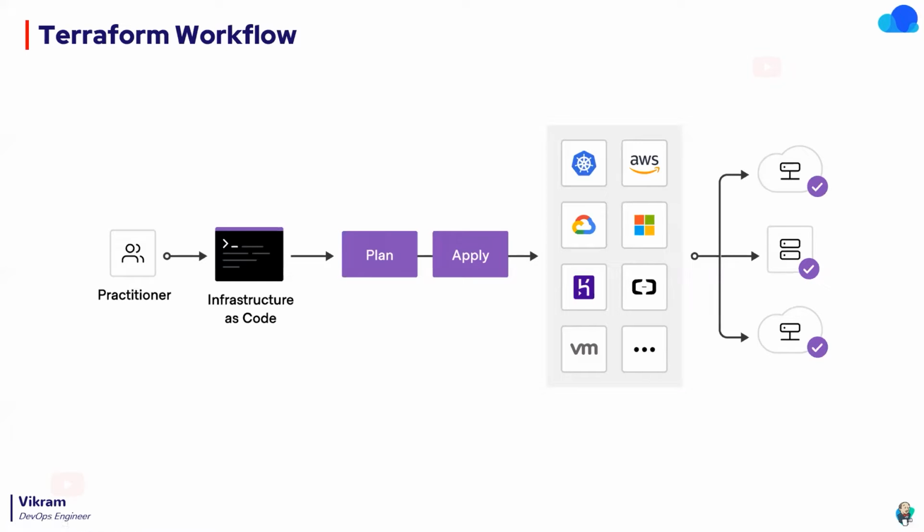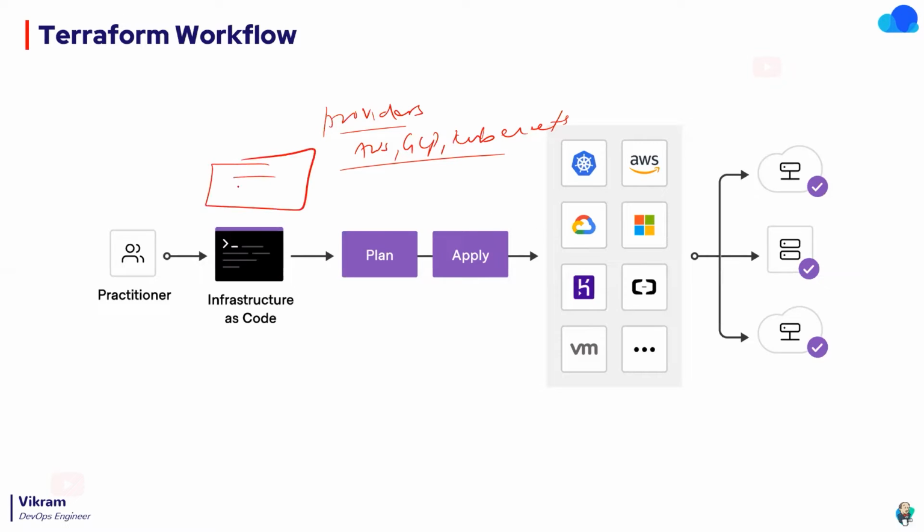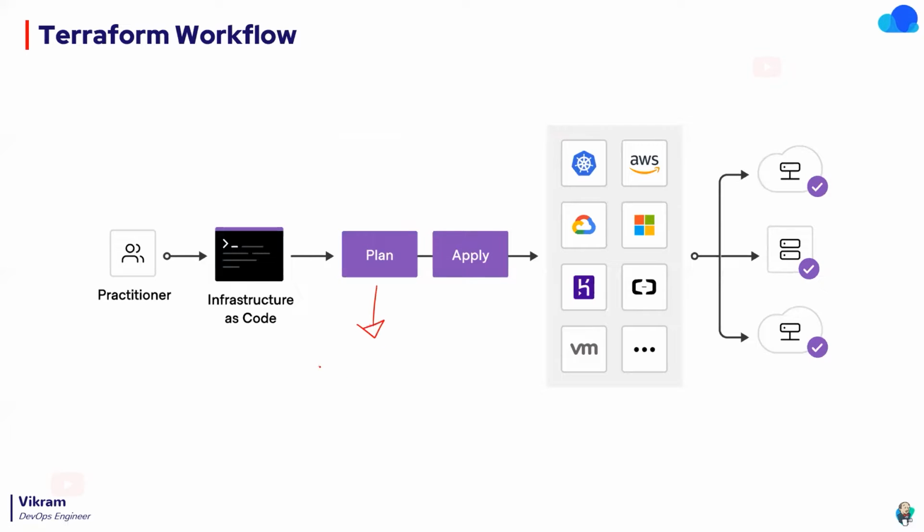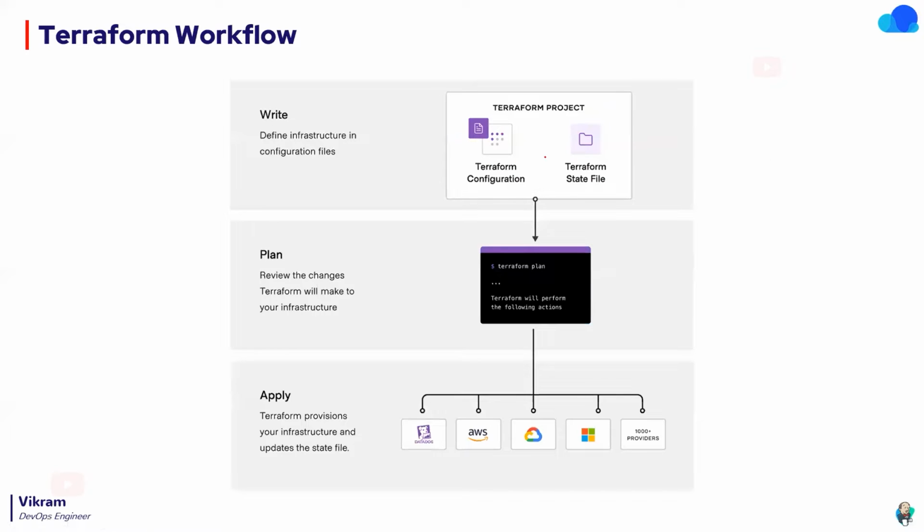Coming to the Terraform workflow, you have the Terraform infrastructure code written in HCL. Terraform depends heavily on providers, like the AWS provider, GCP provider, Kubernetes provider; it can be anything, to create the infrastructure. Once you have the configuration available, you can use terraform init to download all the dependencies like modules and providers. Then we plan the infrastructure using terraform plan, and then we apply it using terraform apply. So this is the complete Terraform workflow.